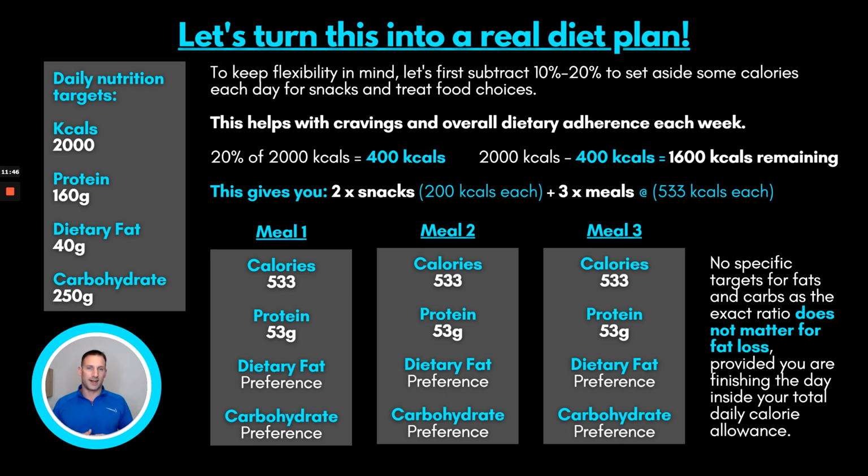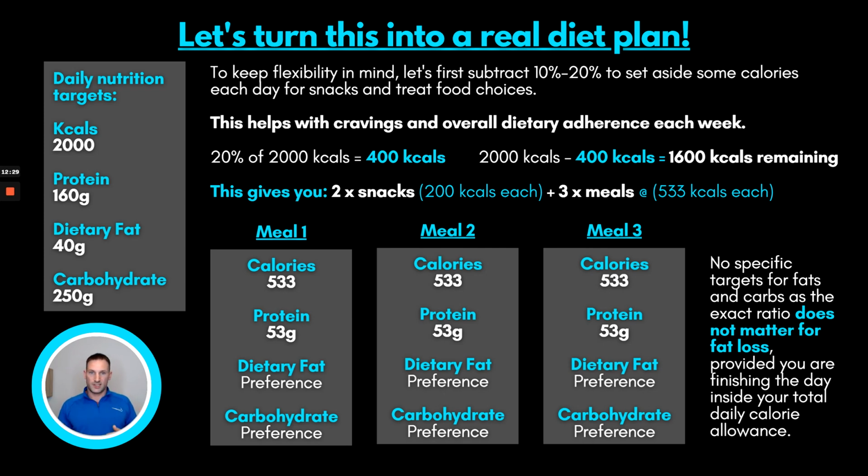So if we were to subtract 10 to 20% from the 2,000 calorie daily target, this gives us an amount that we can set aside for snacks, treat food choices, or we could even stack those calories up and bank those calories for a weekend if we know we're having an event which might contain more calories. Then we can do that to reserve some of those calories. But 10 to 20% usually falls within this kind of 80-20 rule, where we want to have 80% from highly nutritious, nutrient-dense foods, and it saves you 10 to 20% for foods that are purely for enjoyment and satisfaction.